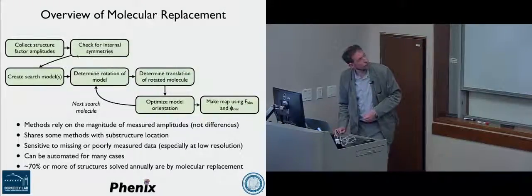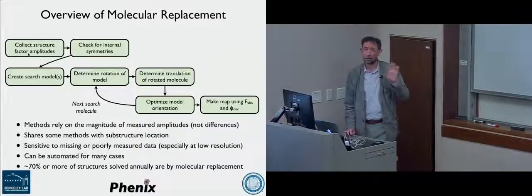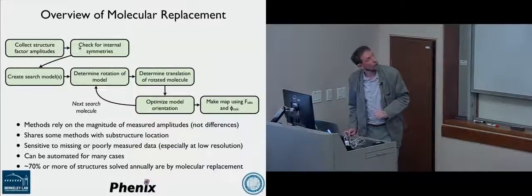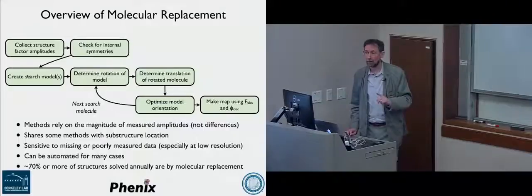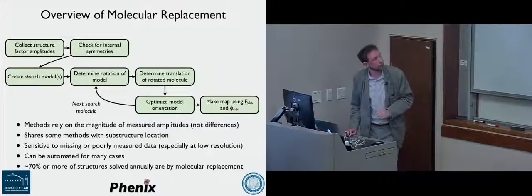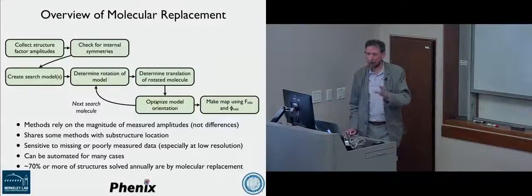We're going to collect some data. Only have to collect amplitudes, right? We don't have to do lots of anomalous experiments, so that's a good thing. We might look for symmetries of certain kinds, and that will come up later on in the talk. We're going to make a search model, and I told you this morning that's a really important, crucial part of what we do. We have to make a good search model for this to work. For each model we're trying to do the rotation first, then find the translation. We're probably trying to optimize the result of that by rigid body refinement, and if we have to find more molecules, we'll go around and keep doing that.